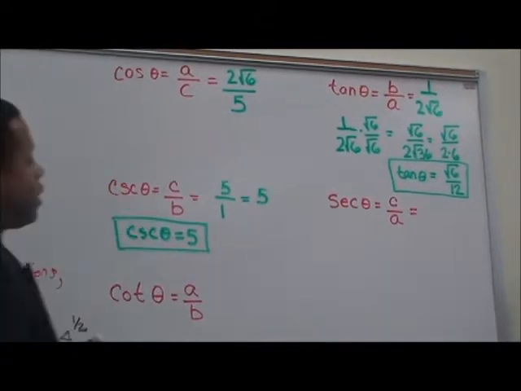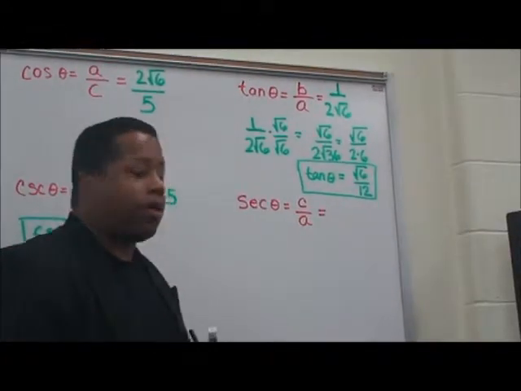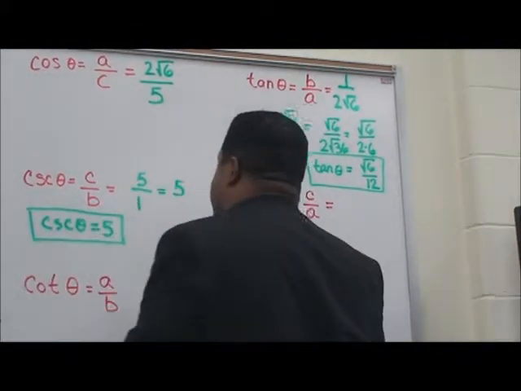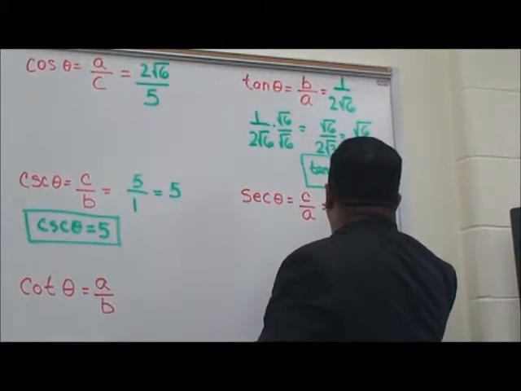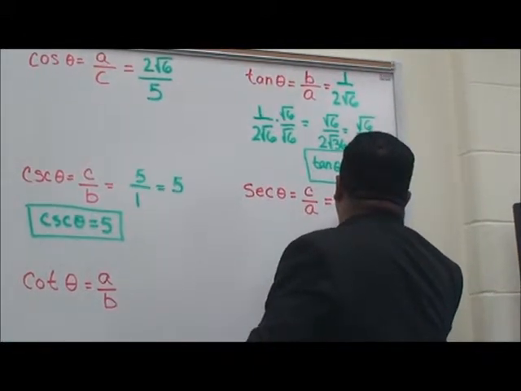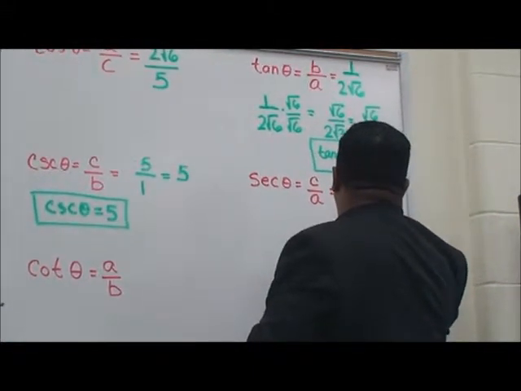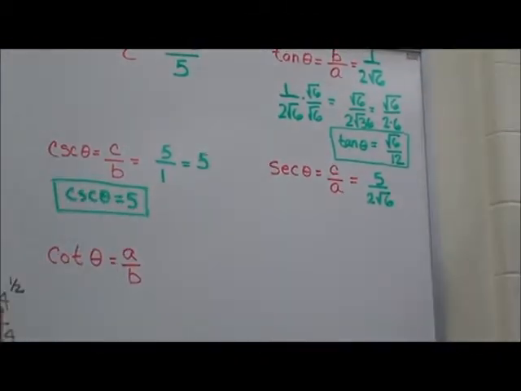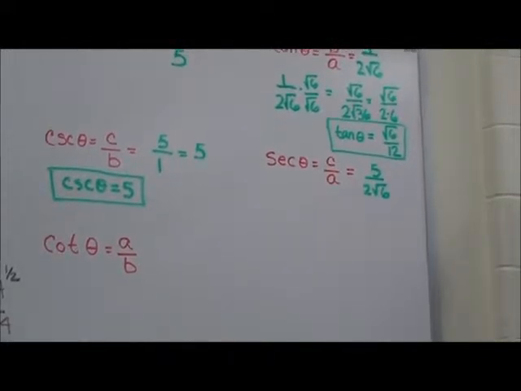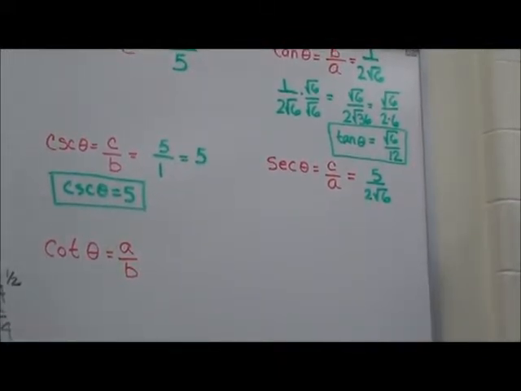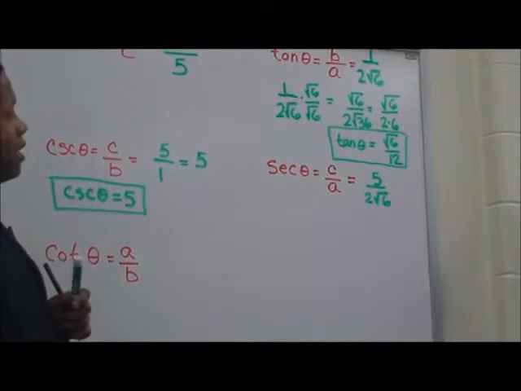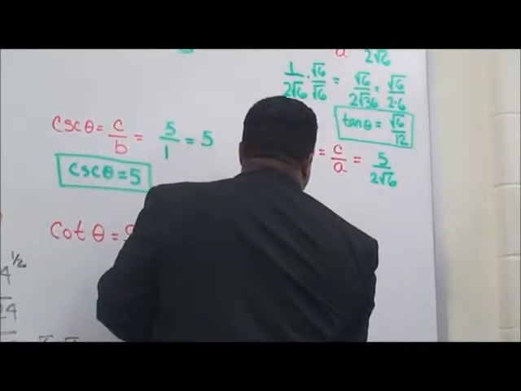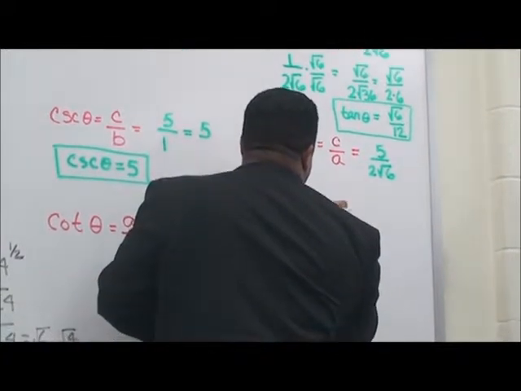We have to consider secant theta is equal to the hypotenuse over the adjacent side. So again, C is 5, and what will be A? 2 times the square root of 6. So again, we have to rationalize the denominator because it's not simplified. So 5 divided by 2 times the square root of 6.